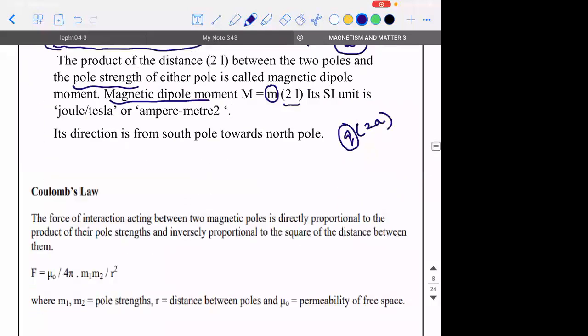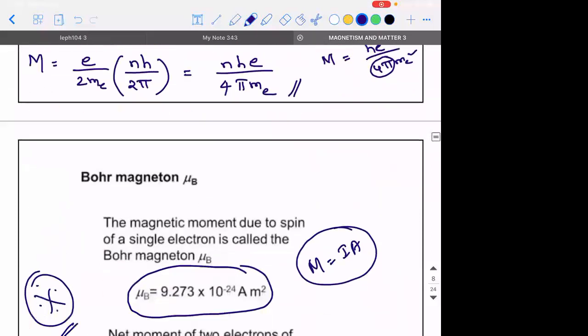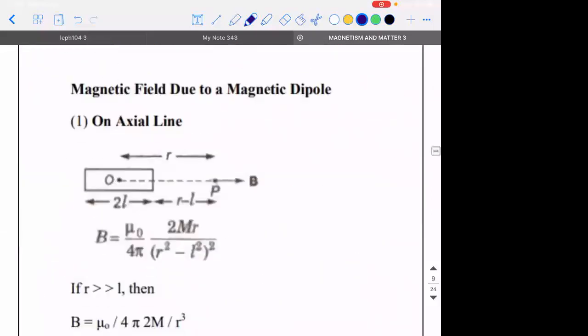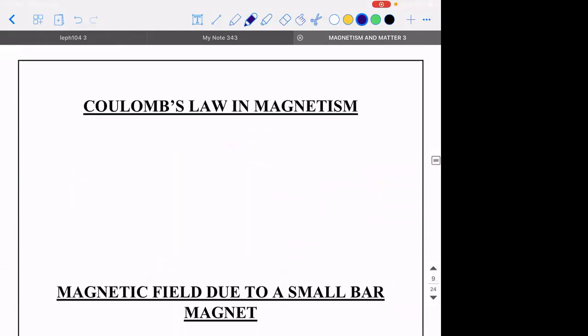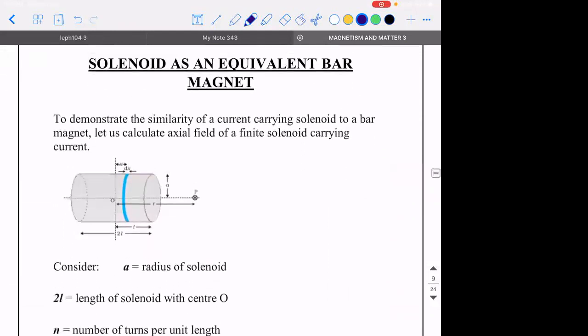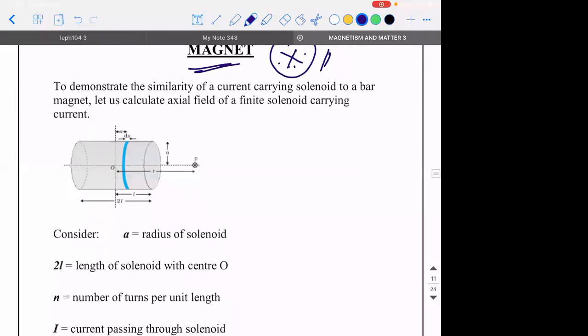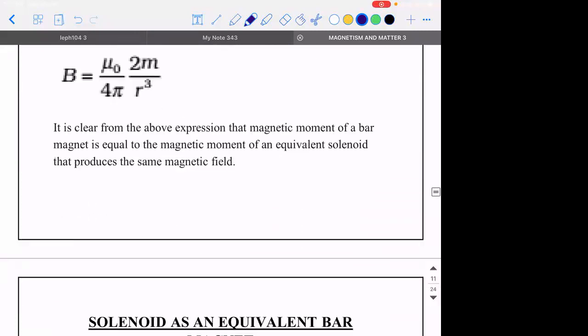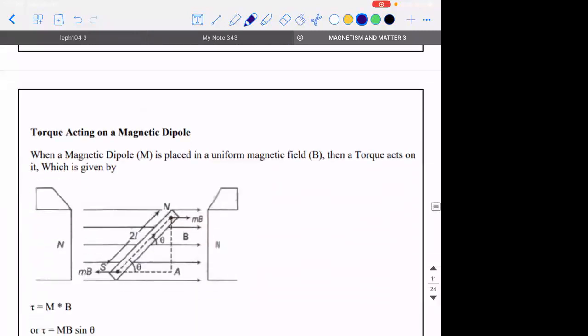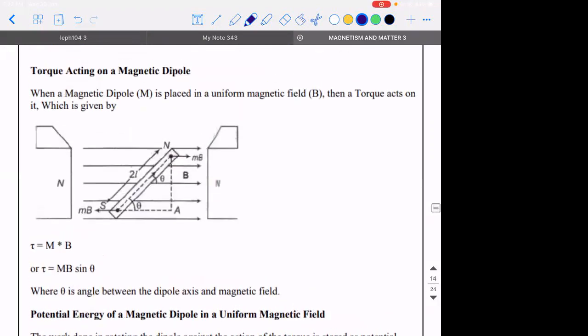I would like to give you some time to absorb this concept. In the next class, we will discuss Coulomb's law of magnetism and see these derivations. Then we will see how a solenoid, which we learned in the previous chapter, is able to behave like an equivalent bar magnet. This is also an important derivation. You will get it for 3 marks in the exam. I'll explain all these things, but before that, you should ensure that you revise and come, or else it is going to be tough.